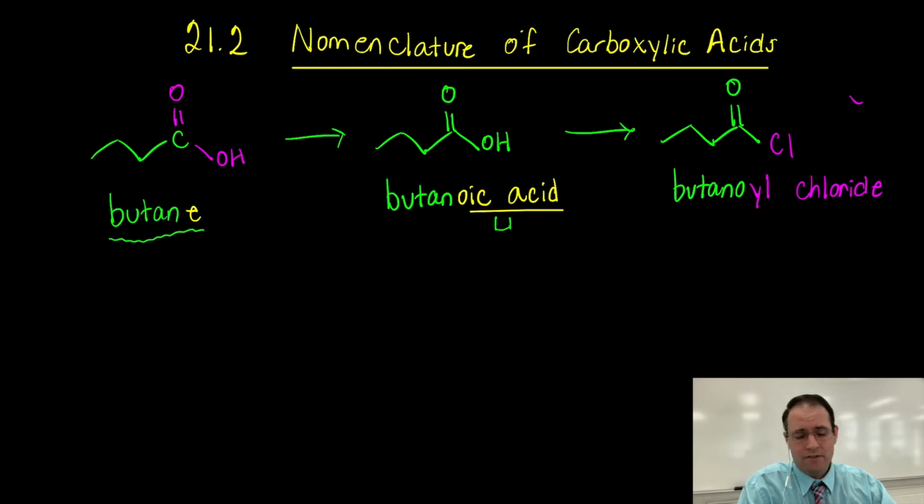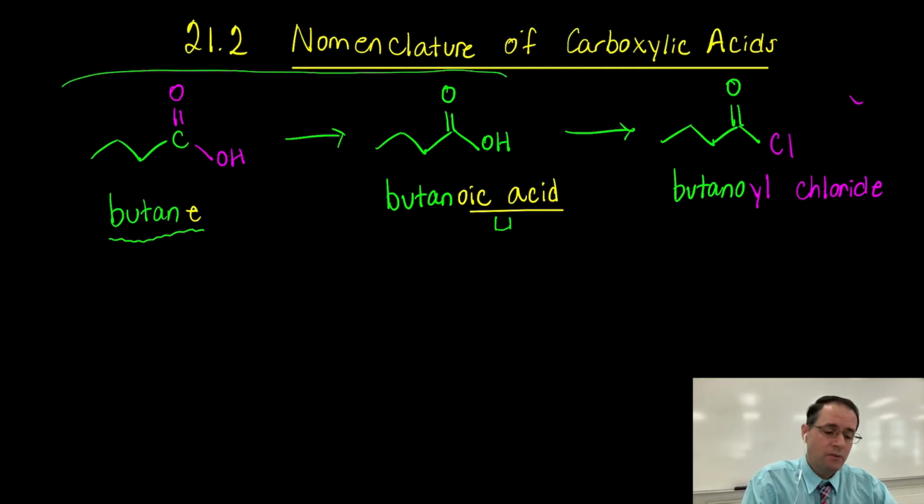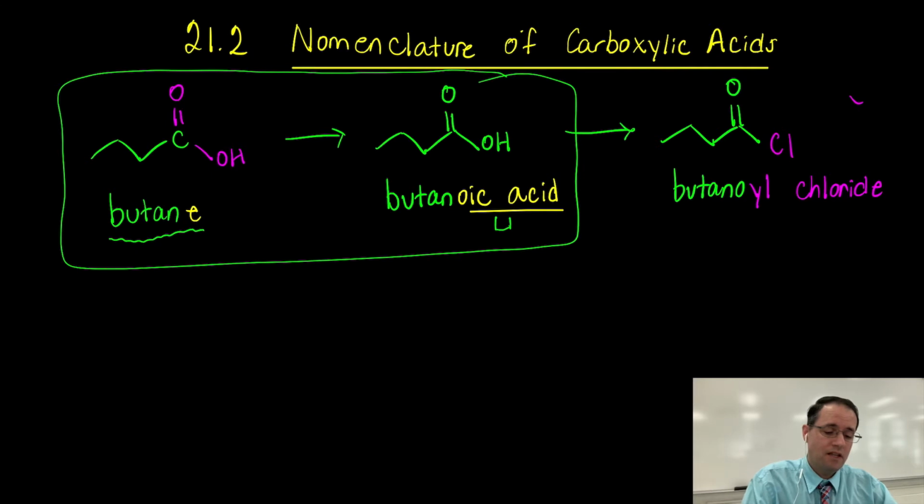And if you have a carboxylic acid derivative, you basically want to chop off the ic acid part and then add yl chloride if it's an acid chloride, or you'll add oate or o-amide or something like that if it's an ester or an amide, okay? So anyway, we're just going to focus on this part of the naming, all right?